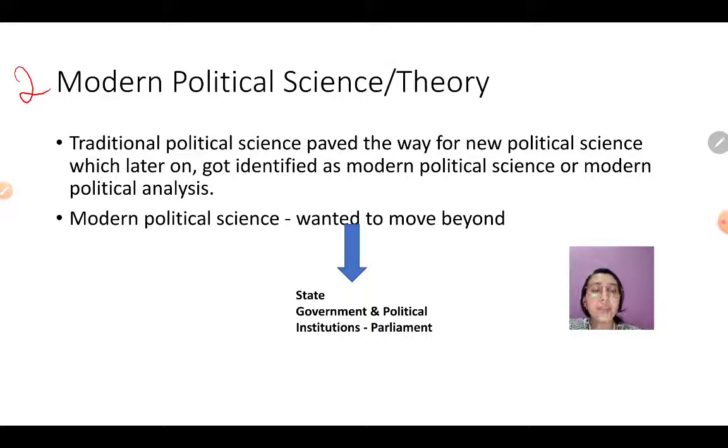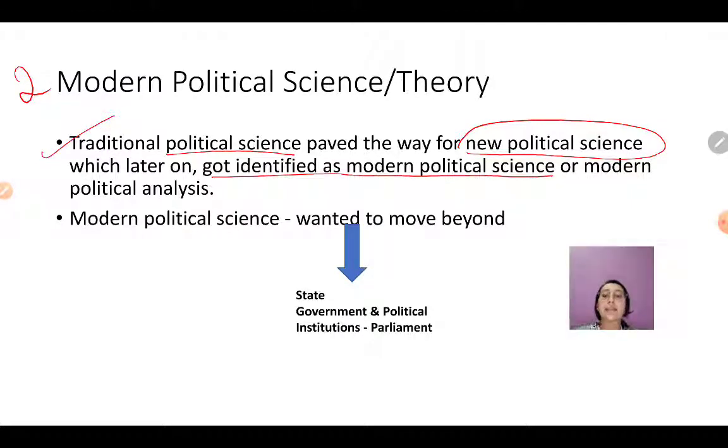Traditional, it's very simple. Traditional political science paved the way for new political science, which later got identified as modern political science. Previously there was just a bunch of traditional political thinkers who thought that only the state and government matter, using a philosophical way, a legal institutional method, and only looking at political parties related to public affairs. But certain people researched it, and a new thought process emerged, which later got identified as modern political science. As the name itself specifies, modern means new, and it can also be called political analysis.